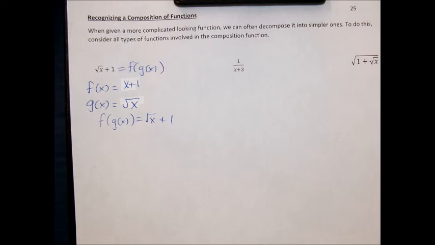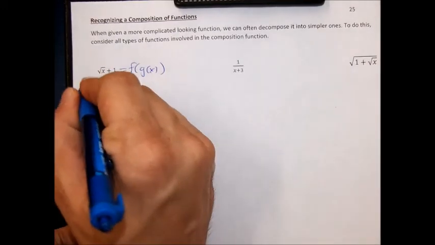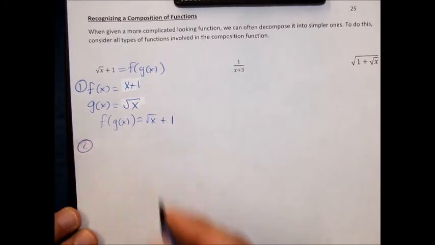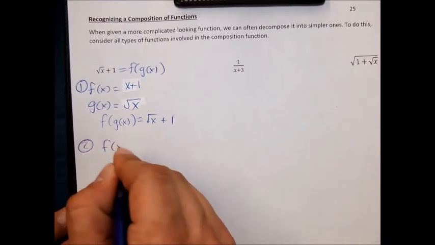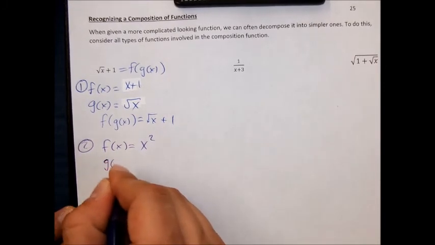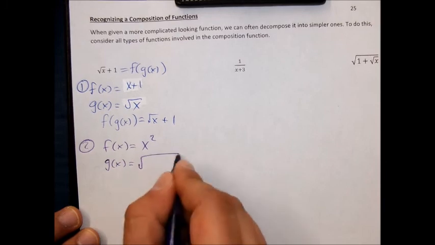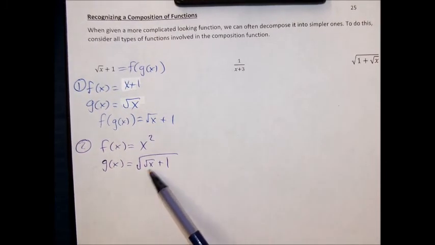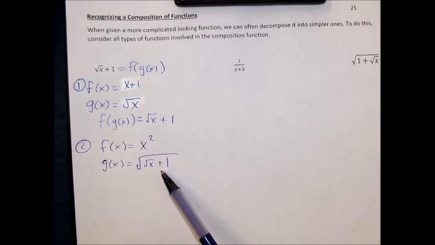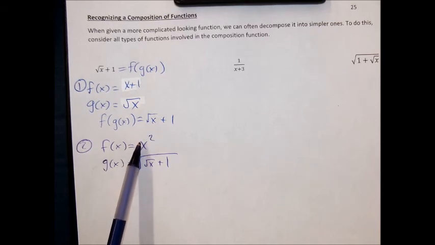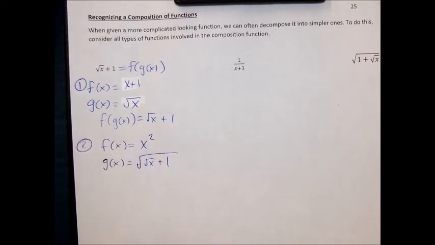I'll just write down another one, just to show you that there's more than one. This next one is not too easy to come up with, maybe. But what if f of x was x squared, and g of x was the square root of x plus 1? So we have what we want inside the square root, and we're going to square it to get rid of the root. That could be interesting. Although there might be some domain issues with this one, but let's ignore that for right now.